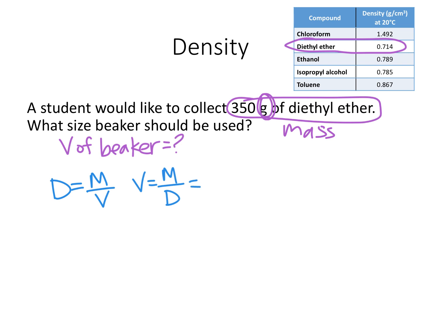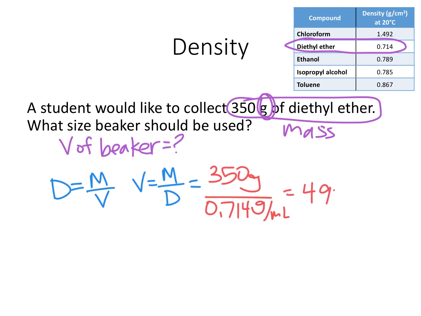So then I'm going to take my mass, which is 350 grams, divided by my density, which is 0.714 grams per milliliter. It says grams per centimeter cubed, but grams per milliliter is the same thing. And I will divide those, and I end up with 490 milliliters would be the volume of 350 grams of diethyl ether. There's a trick though.